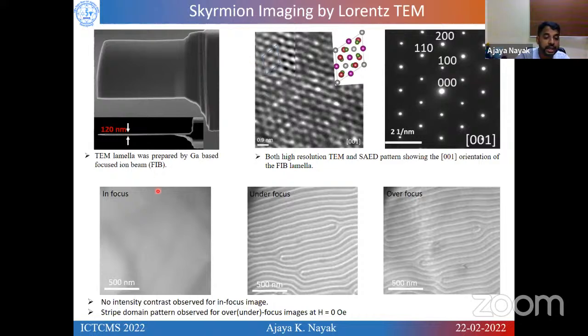Then we switched off the objective lens, and in zero magnetic field we took three different images: one in focus, one under focus, and one over focus. In the in-focus image, generally we don't see any magnetic contrast. When we go under focus or over focus, we can see some stripe-like domains in this material.